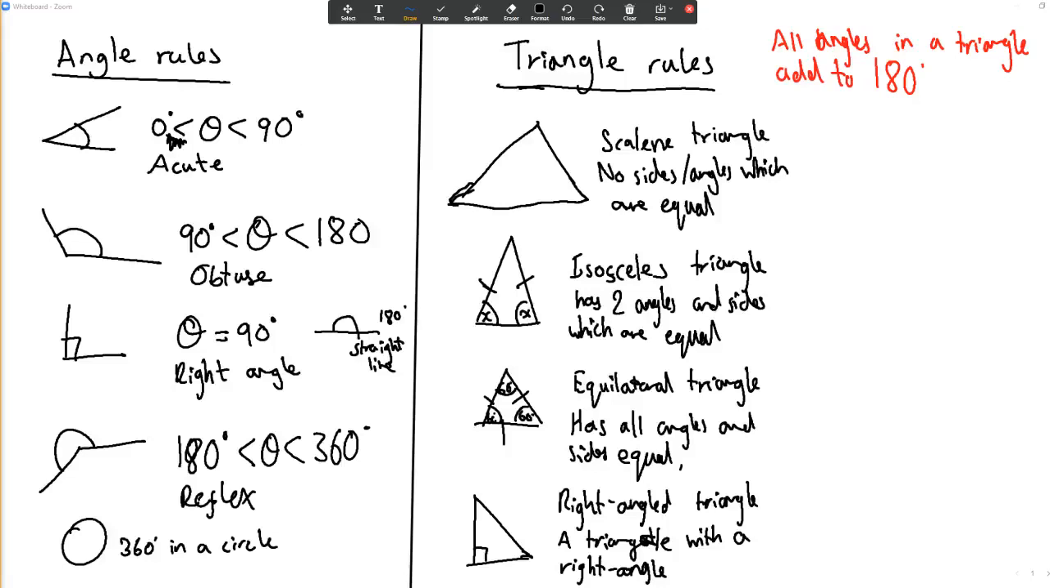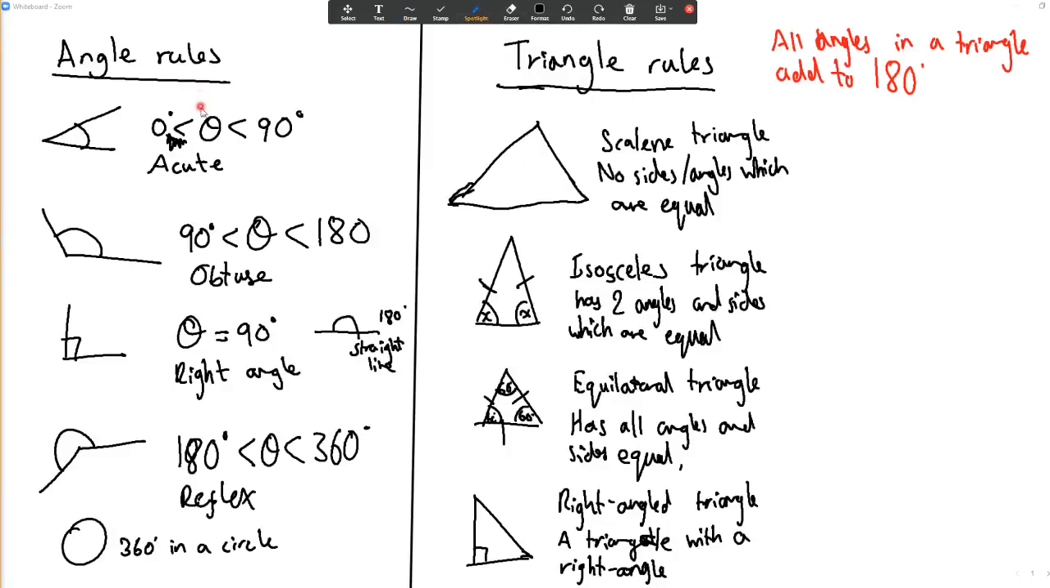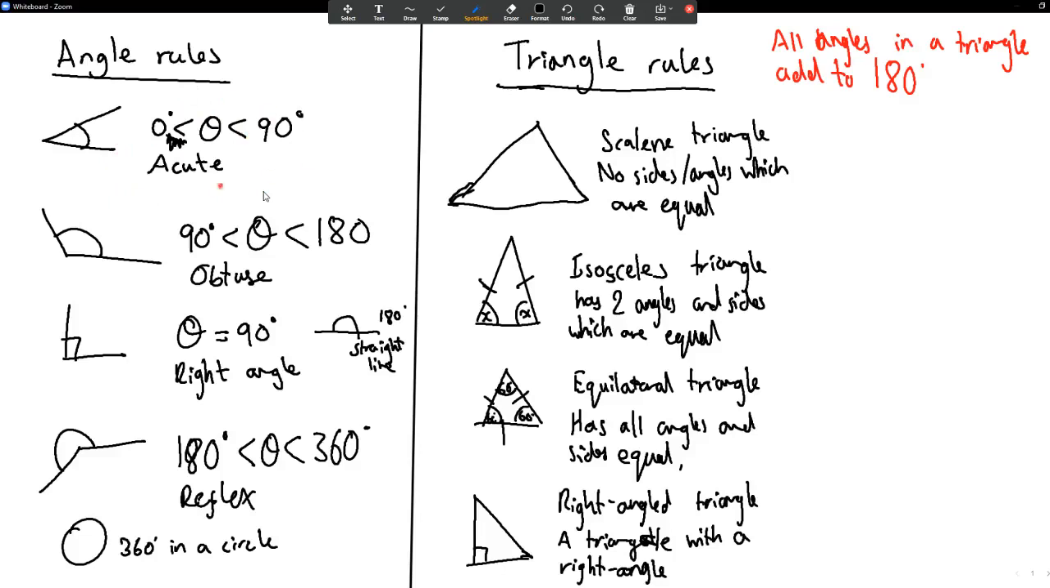Before we can move on to trigonometry, we have to recap ourselves on our basic angle and triangle rules. So, we can see that we have different types of angles. We have acute angles, obtuse angles, and reflex angles. Acute angles are from 0 to 90 degrees. Obtuse angles are from 90 to 180 degrees.